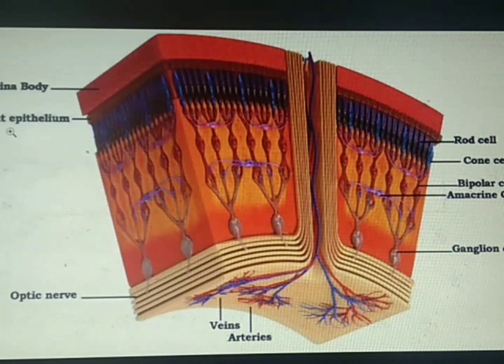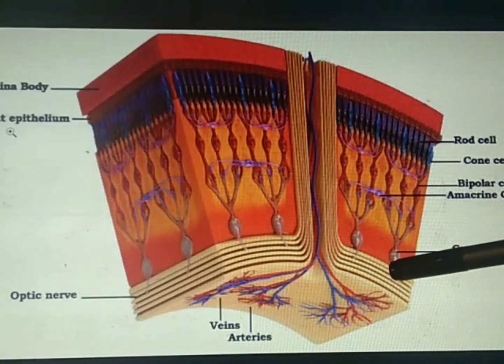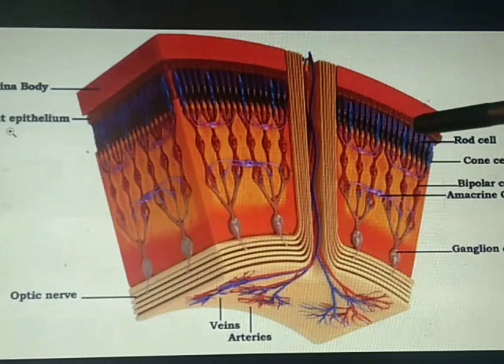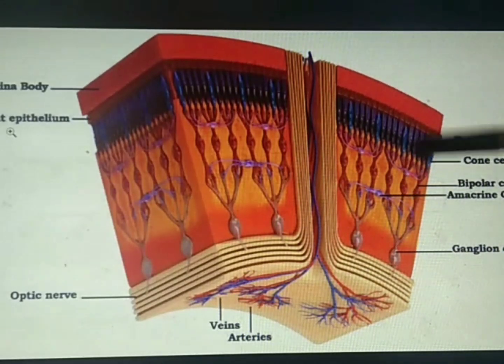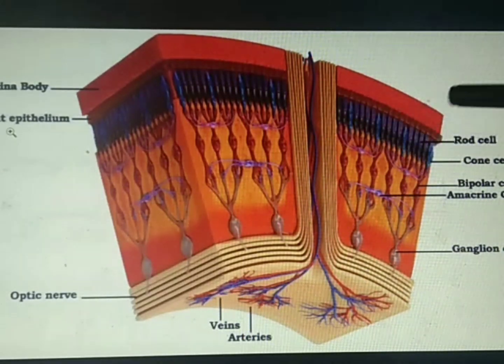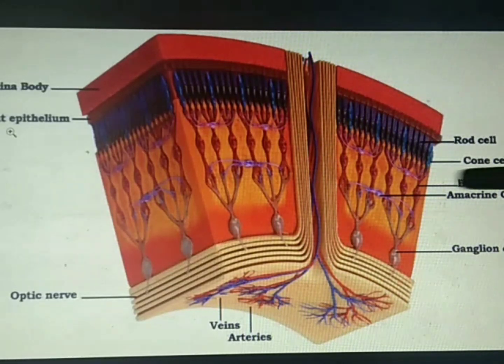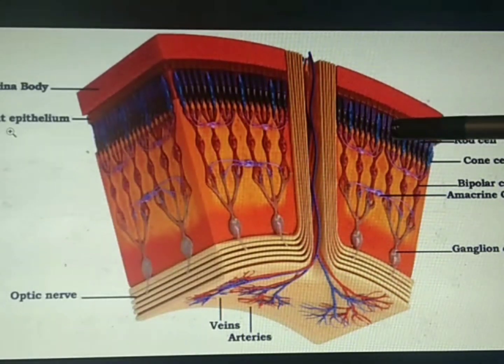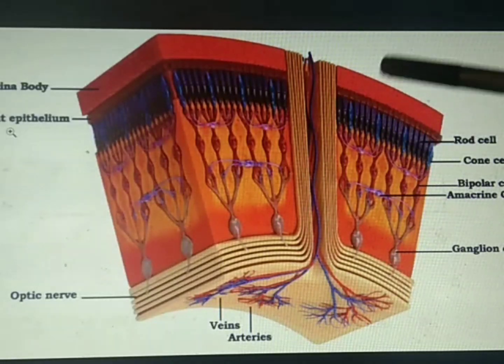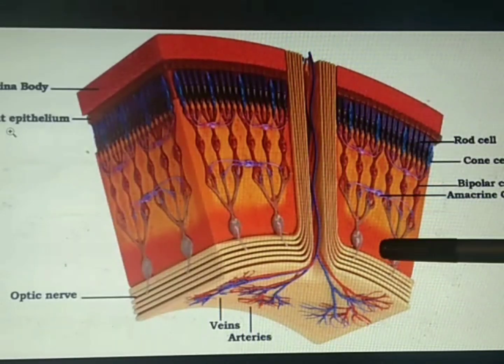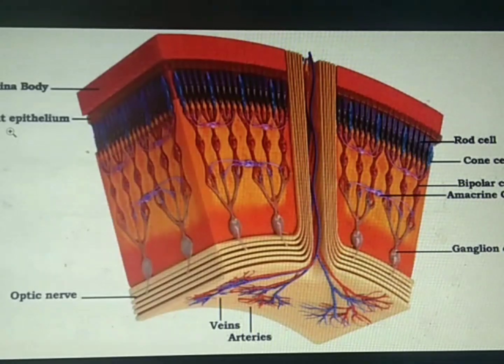Okay, so now whenever light rays come, the light rays will first hit the ganglion cells, then go to the bipolar cells, and then to the photoreceptor rods and cones. Now once the light has reached the end, over here in the photoreceptor the stimulus is created, and that stimulus travels from the bipolar cells and ganglion cells into the optic nerve, and it goes into the visual cortex in the brain.